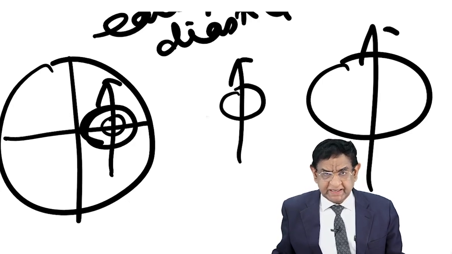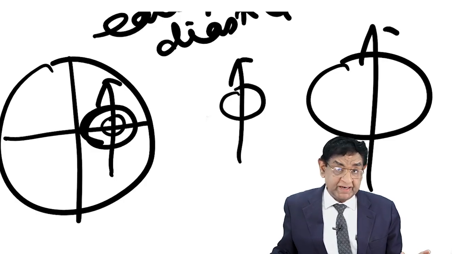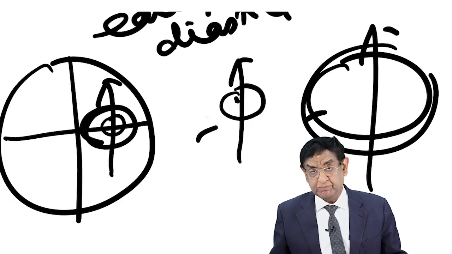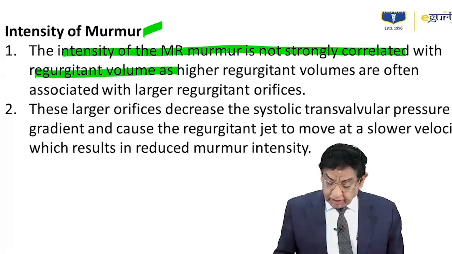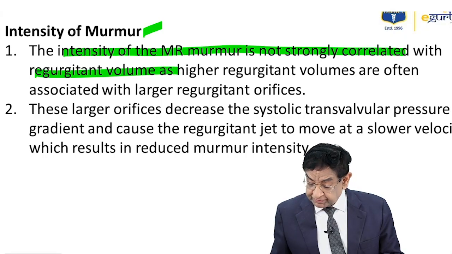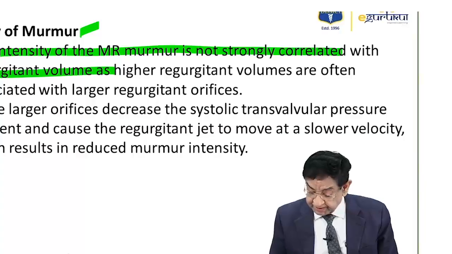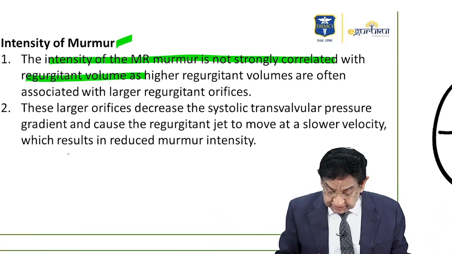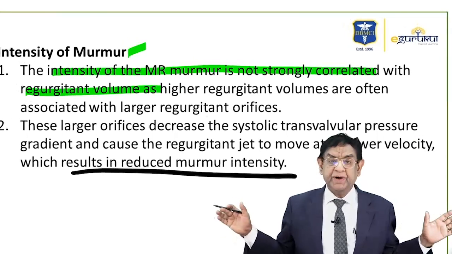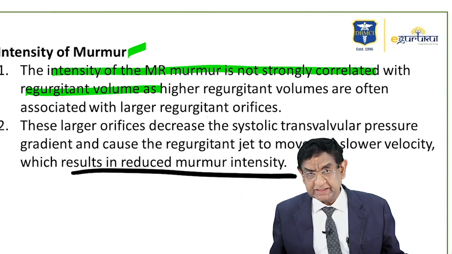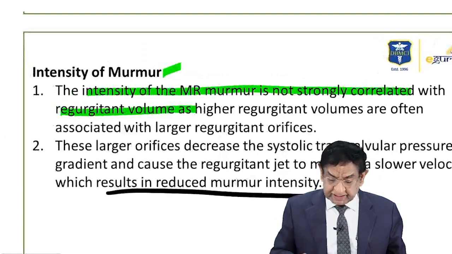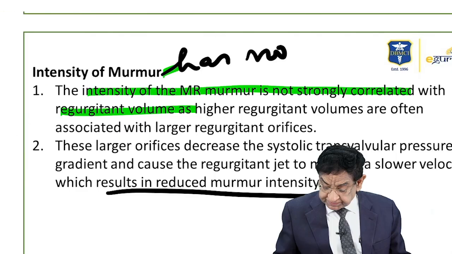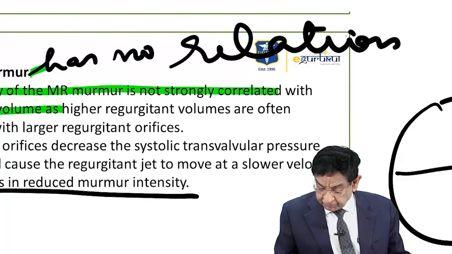So more blood will flow, but that doesn't mean the intensity will be the same. Rather, intensity may not be increased. These two valves may have the same intensity, but the amount of blood going through this one is much more. So again, there is no relation between the intensity of murmur and the severity of MR. Rather, it may be the other way around: the bigger the size, it may even result in reduced murmur intensity, because the blood doesn't have to put in much effort to go into the LA. So what is the summary of this slide? Intensity of murmur has no relation with severity.